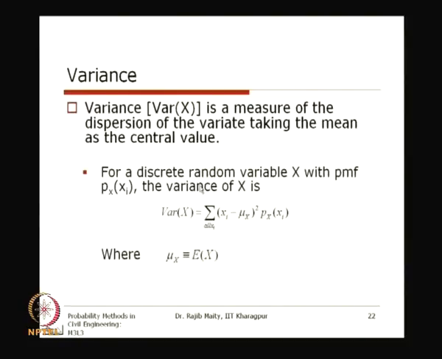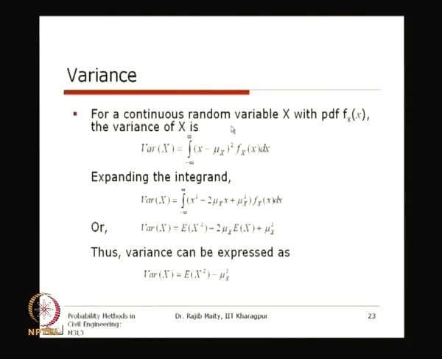So, this is for the discrete random variable, and this one is for the continuous random variable. Now, if the continuous random variable x has the PDF fx x, then the variance of x is the integral of x minus mu x, that square, multiplied by fx dx. This gives you the variance of x. Now, if we expand it a little, we can come to this one: x square multiplied by fx dx.